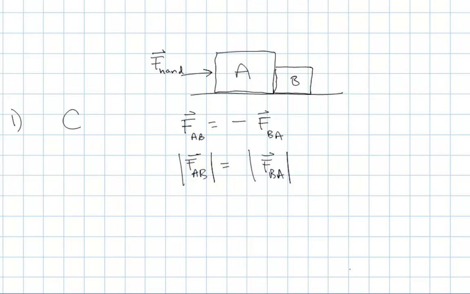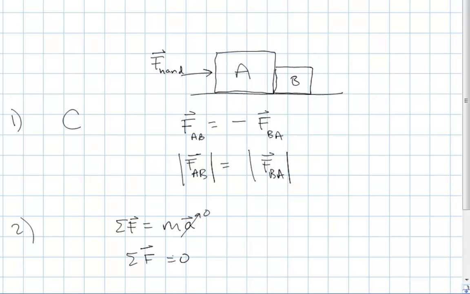For number 2, the boxes are still moving at constant speed, but now we're talking about the net force on block A compared to the net force on block B. And we know that if they're moving at constant speed, the net force would have to be 0 because the net force is equal to ma. When a is 0, we have no acceleration, and we get the net force is 0.